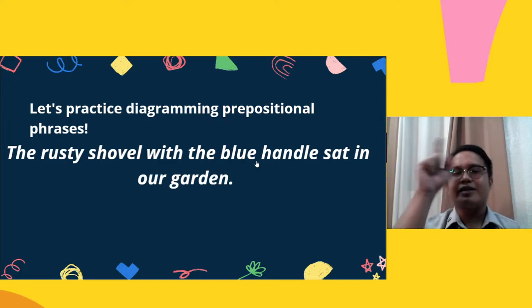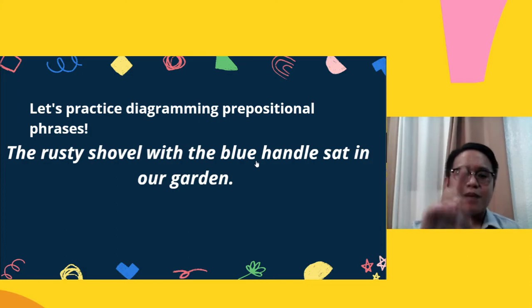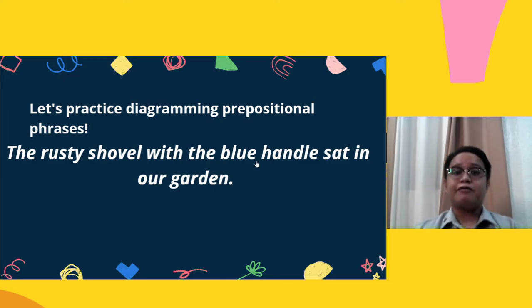Okay, so let's analyze. First step, cross off a set of prepositional phrases in parentheses. So we have how many prepositions here? We have 2 prepositional phrases. We have with the blue handle and in our garden. So we set it off in parentheses.